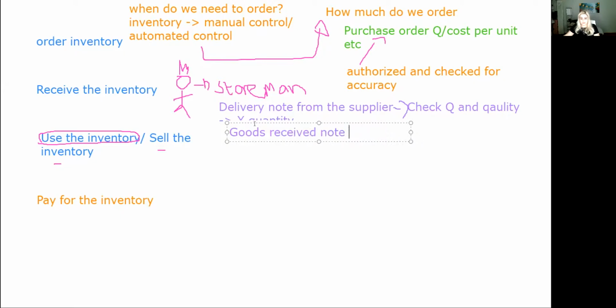Which will confirm to the supplier that, yes, we have actually received these items. Okay, so that's the purpose of a goods received note. So you really want your delivery note and your goods received note to match. And this goods received note is normally printed when you check the stock into inventory.